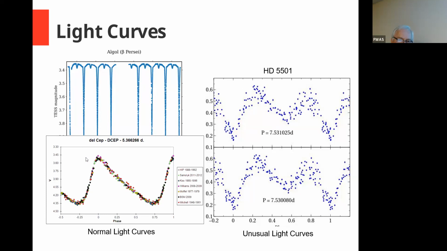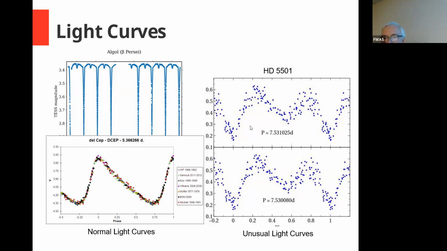Now, Delta Cephei down here in the lower left corner is not a binary, but I show it just to emphasize the very smooth, consistent, repeatable quality of this light curve. Each one of these colored dots represents observations by individual observers, and you can see there are multiple colors here, and everybody's kind of hitting the same magnitudes for their observations. It doesn't really say whether they're visual observations or electronic. It's okay to assume they're electronic because they are so consistent. But the point is it's very smooth.